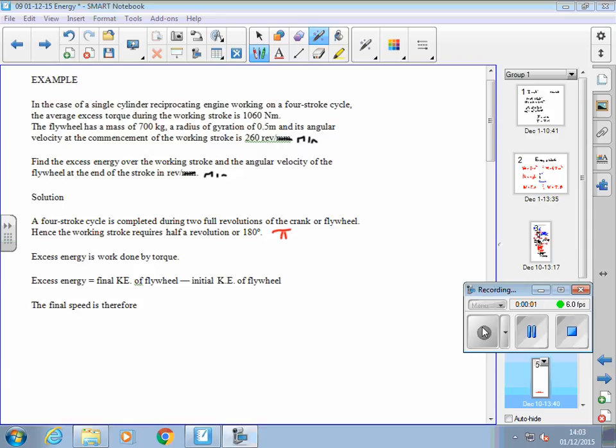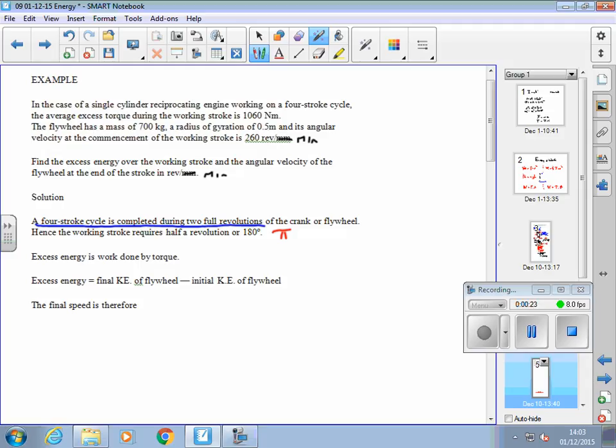So this next example needs a little bit of thought. The first thing to recognize is that we've got some sort of four-stroke cycle going on. And so we've got some information here. A four-stroke cycle, this was news to me, is completed during 2 full revolutions of the crank of the flywheel.